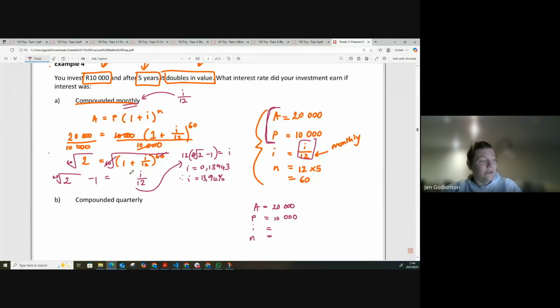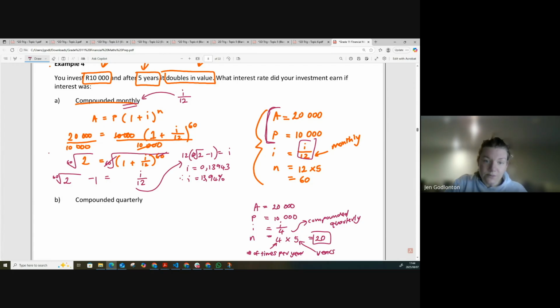Good. Compounded quarterly, which means our I is going to be divided by 4. Or if you learned at school, you times it by a quarter, that's absolutely fine. Good. So if 4 is the number of times per year that I'll be having interest, and then times 5 is the number of years. So my N is going to be 20.